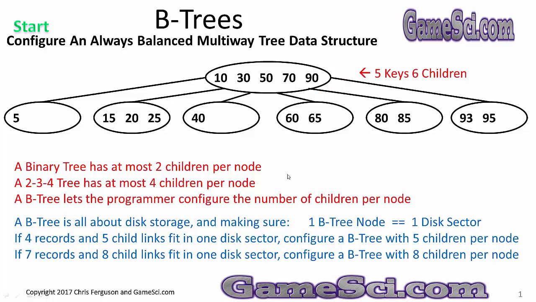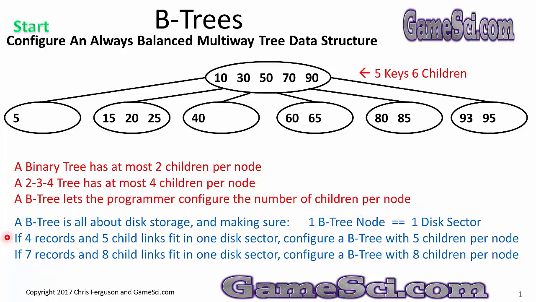What's up with that? A binary tree has at most 2 children per node. A 2-3-4 tree has at most 4 children per node. A B tree lets the programmer configure the number of children per node. A B tree is all about disk storage and making sure one B tree node equals one disk sector.